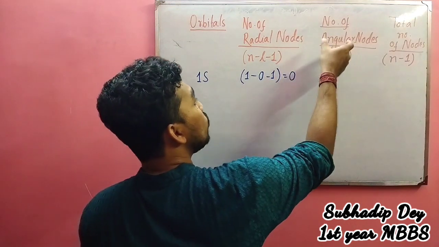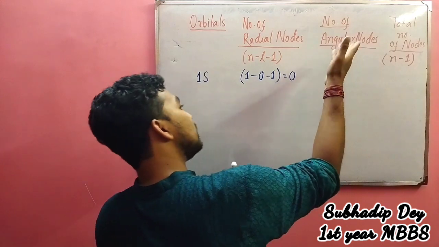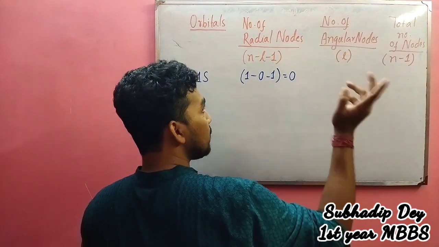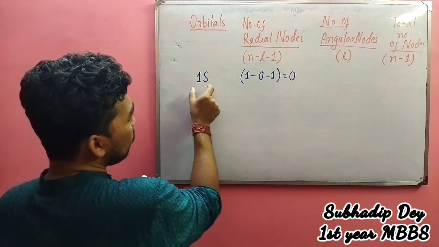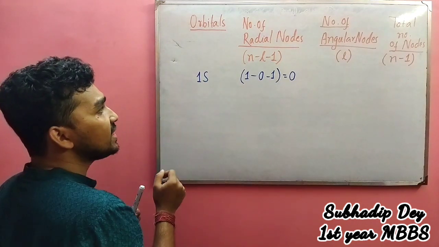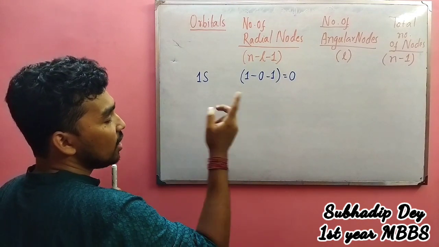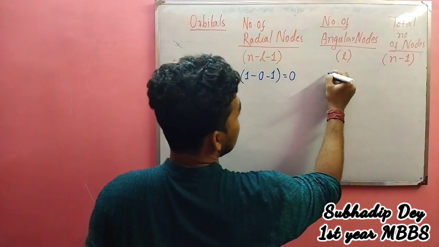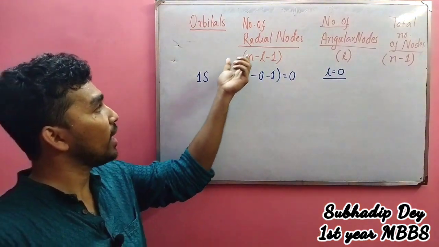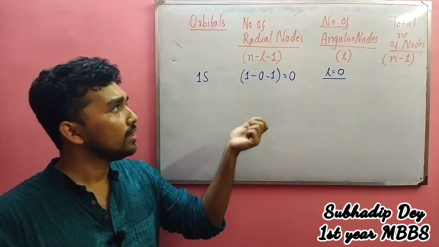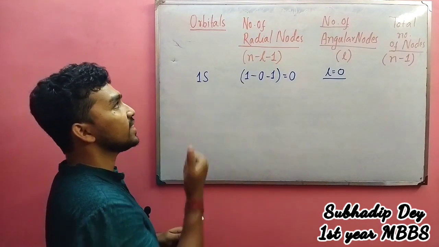अब देखो number of angular nodes का फॉर्मूला क्या है? Number of angular nodes is equal to just l. So l का मतलब क्या था? हमारा azimuthal quantum number. That means let us calculate for 1s. In 1s there is an s subshell, and s subshell means the value of l is 0. That means the number of angular nodes is also 0. Number of radial nodes is also 0 for 1s orbital.